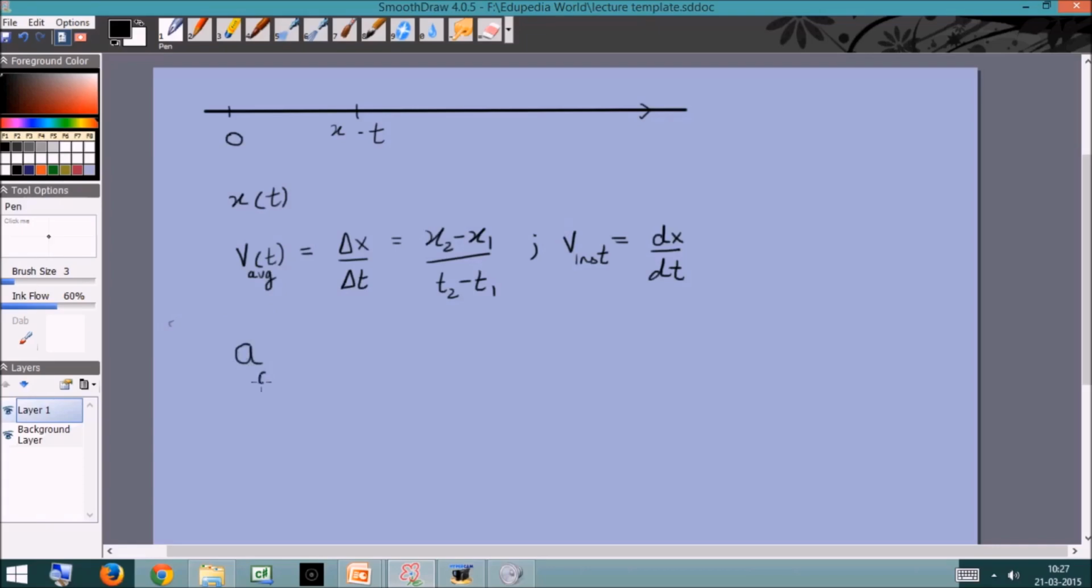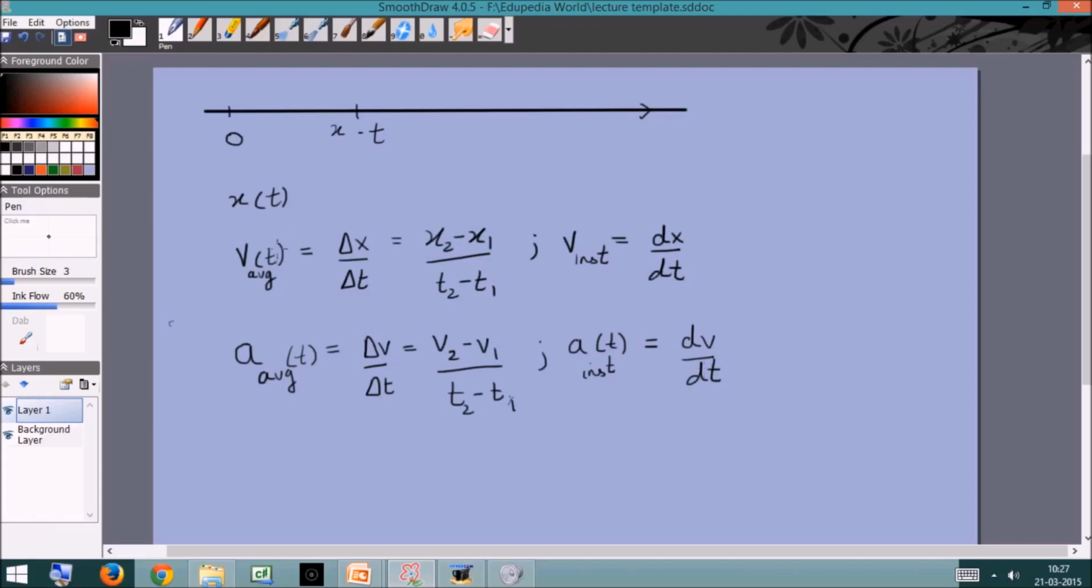So we can deduce that the average acceleration would be delta v by delta t between two finite instants of time, and it would be v2 minus v1 by t2 minus t1, whereas the instantaneous acceleration, again defined at a point of time, is dv by dt. The derivative of the velocity with respect to time.